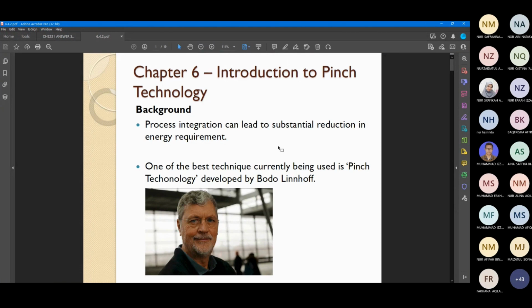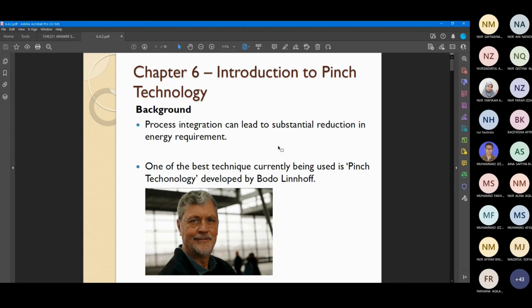Okay, so that's why when you build the plant, you have to have certain data to see how much energy is required for your process. So when you know how much energy is required for the process, then you know how much cost will be involved. Okay, and then is it viable for the industry to carry out the present setup for the energy requirement?